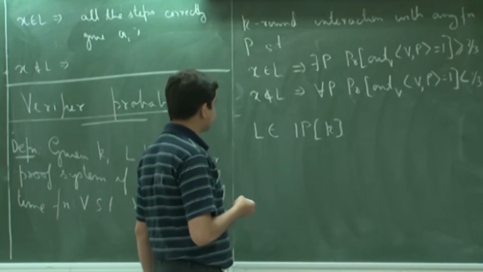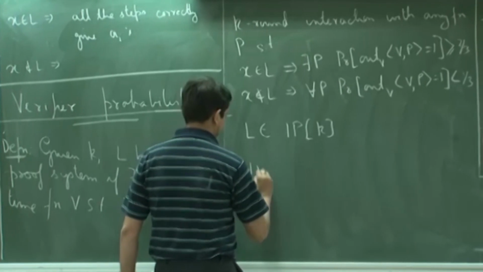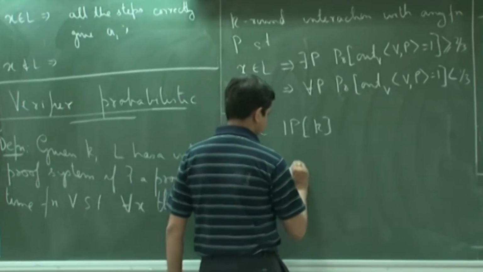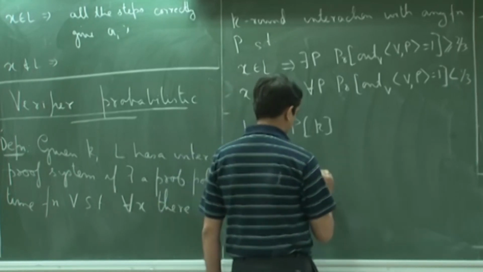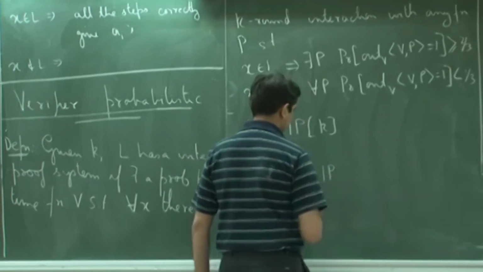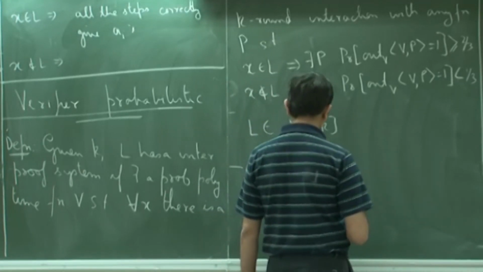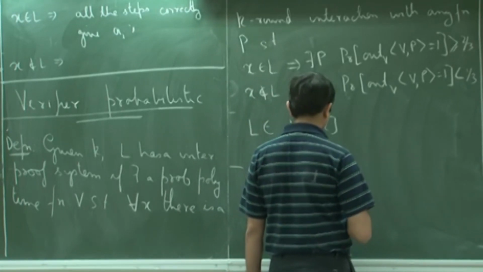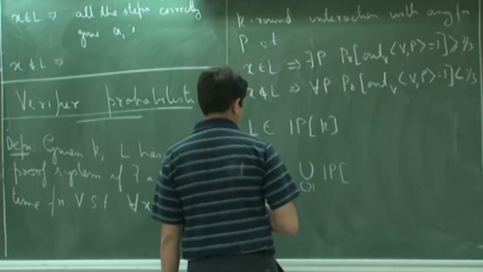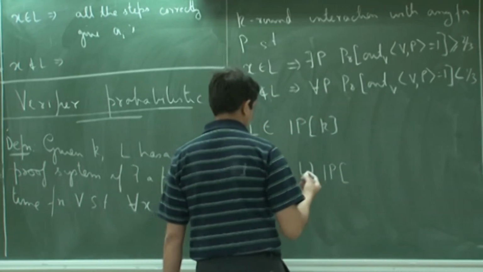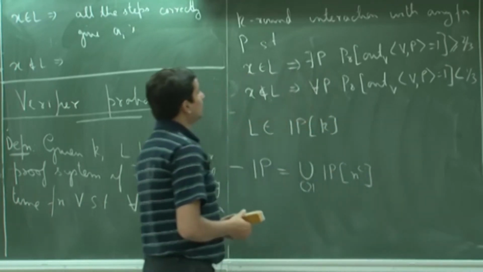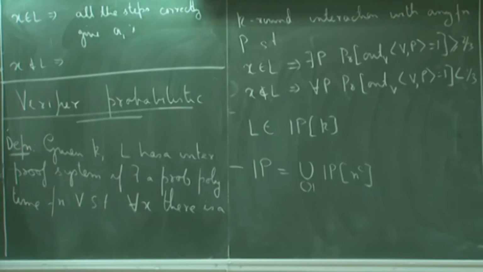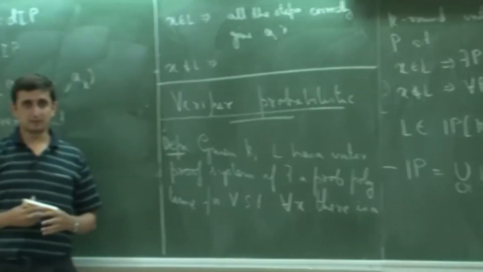And yeah, we say that the class IP is just the union over all C of the class where the number of rounds is n to the power C. As we shall see, this model is more interesting.